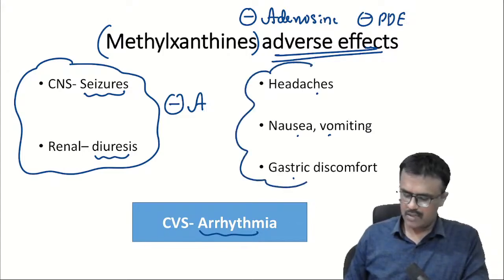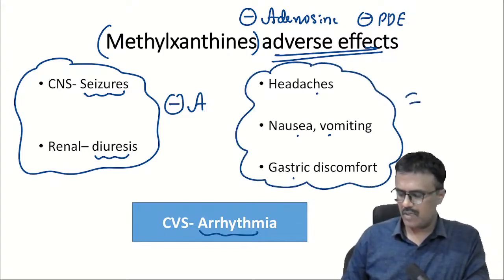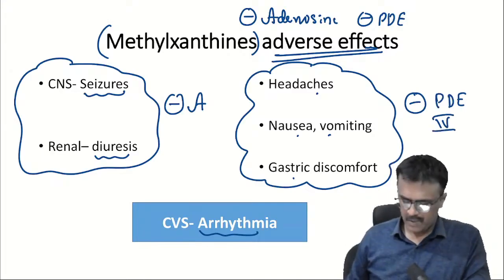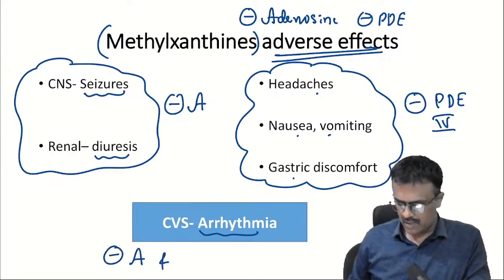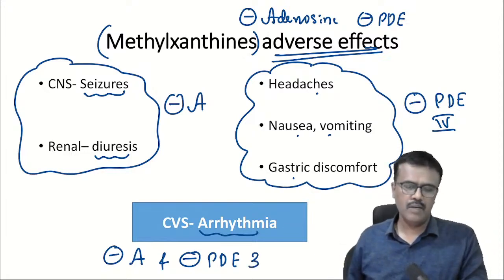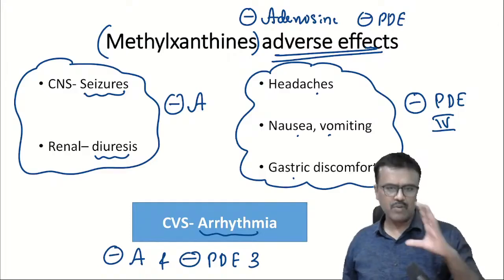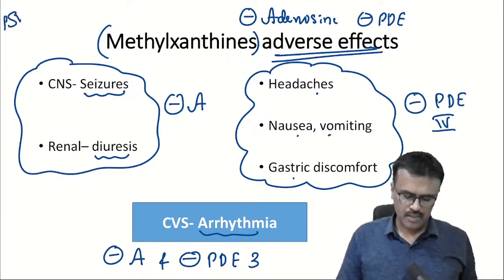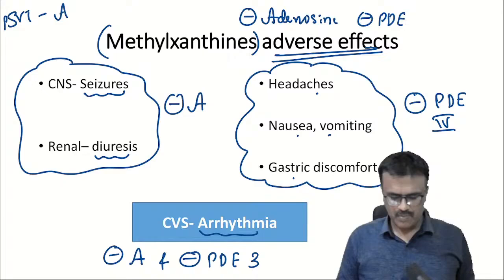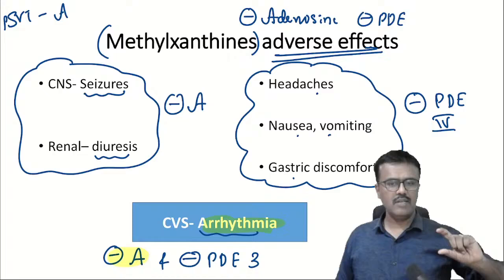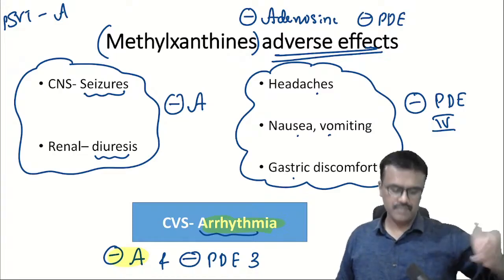What is this headache, nausea, vomiting, gastric discomfort? It's due to inhibiting phosphodiesterase 4. And what is due to arrhythmia? Arrhythmia is due to inhibition of adenosine and inhibition of phosphodiesterase 3. So you see this correlation. Let me give a correlation here. What is the drug of choice for PSVT? The drug of choice is adenosine. Suppose I block that adenosine, what is the adverse effect I see? Arrhythmia. So adenosine is an antiarrhythmic. Suppose I block adenosine, you see arrhythmia.